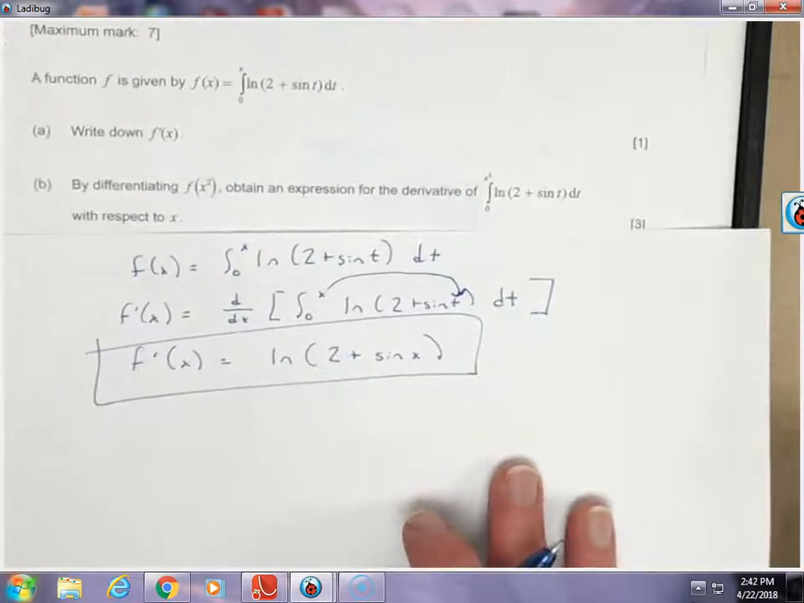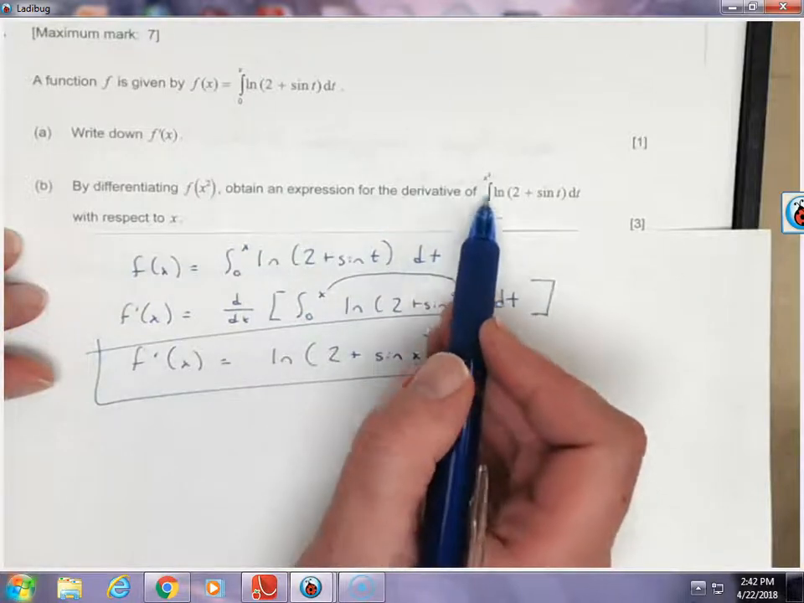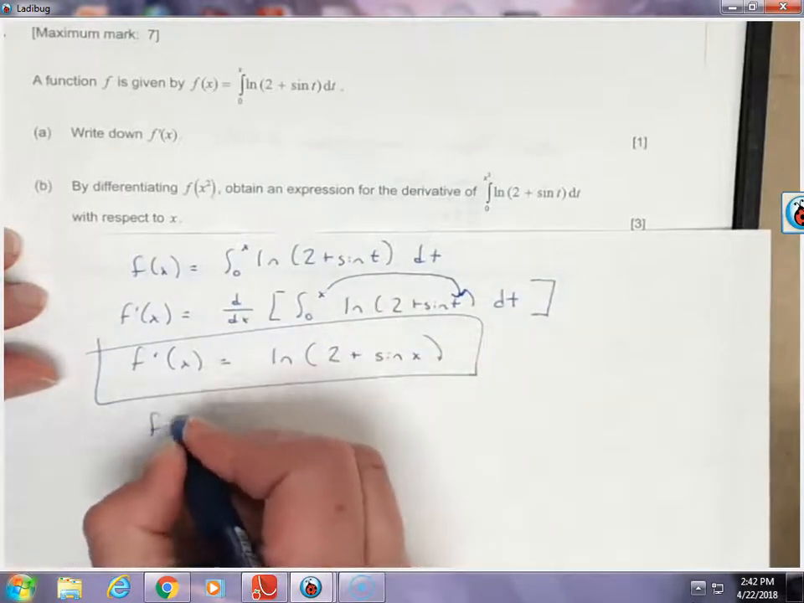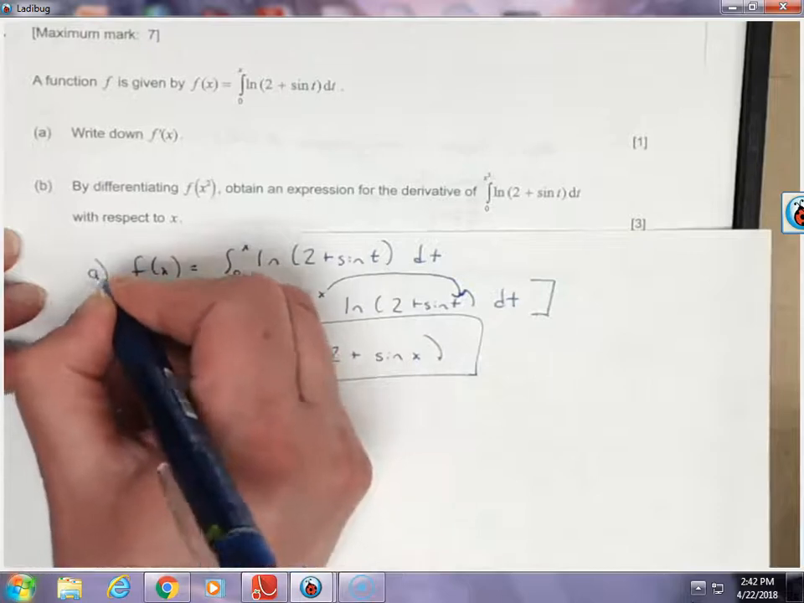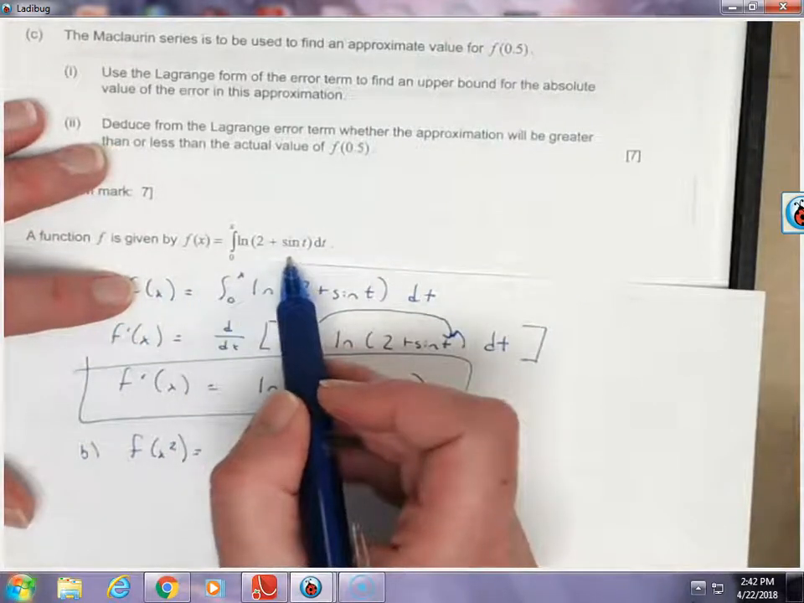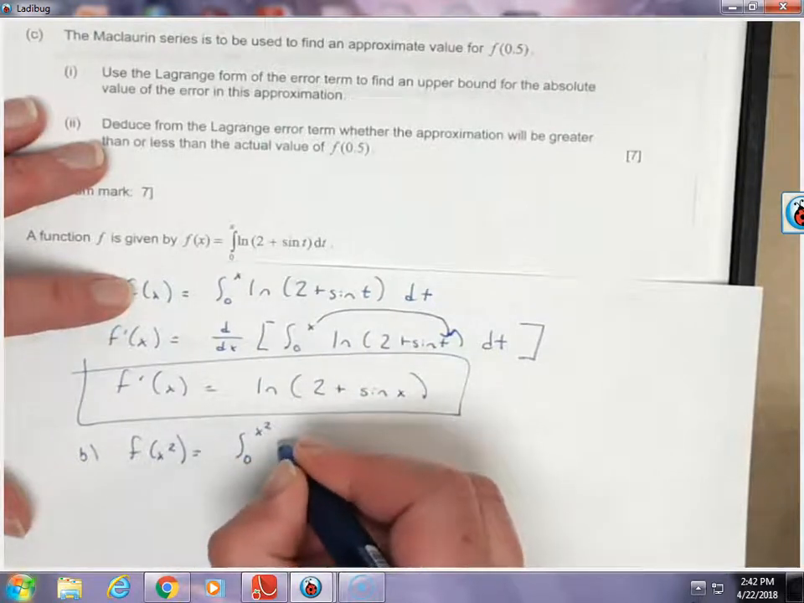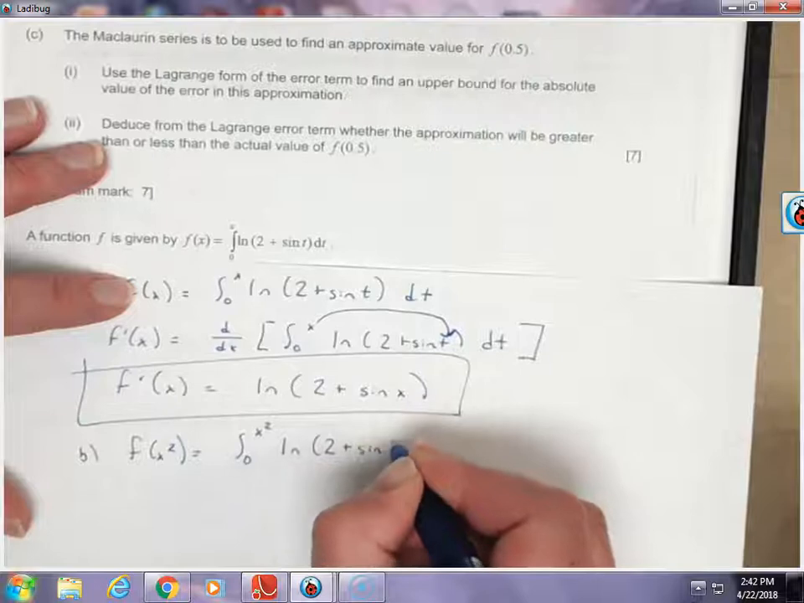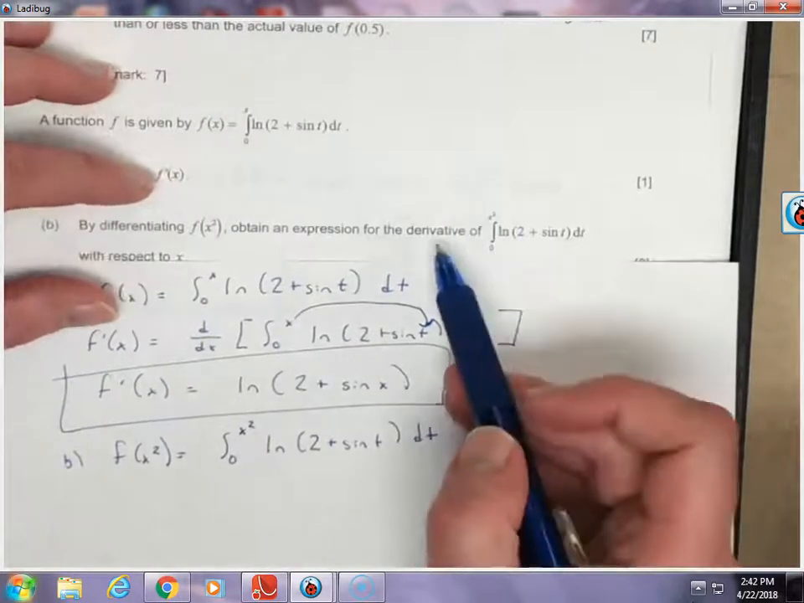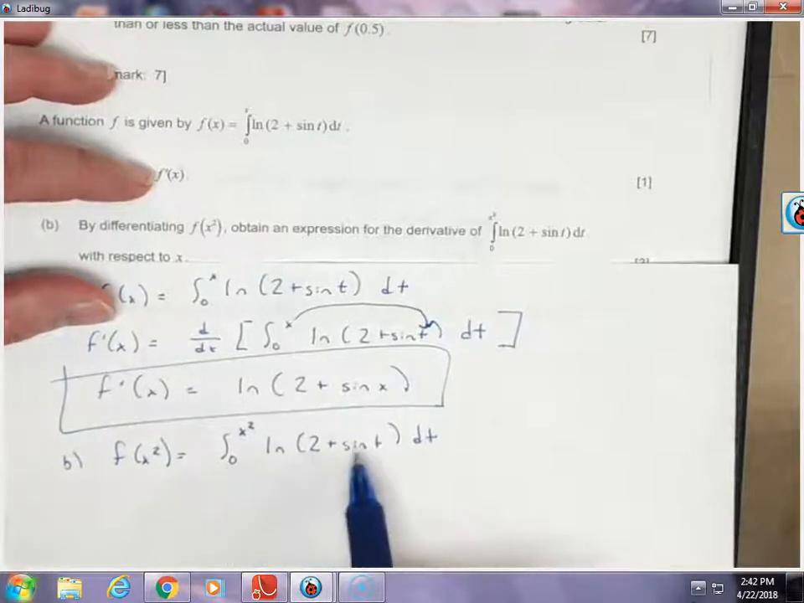Okay, and then it says, by differentiating f of x squared, obtain an expression for the derivative of the integral from 0 to x squared of ln(2 plus sine t) dt with respect to x. Okay, so first of all, let's think of what f of x squared would be. This is f of x right here. f of x squared would just be substituting in x squared for all your x's. So let's just do that. That would be the integral from 0 to x squared of ln(2 plus sine t) dt. Okay, so that is f of x squared.